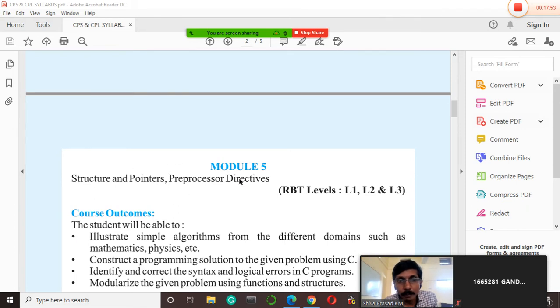And similarly, the preprocessor directive. The preprocessor directive is the most essential need of the C language. Without a preprocessor directive, there is no C program at all. Even if you want to perform a small operation, a simple addition, we require a preprocessor directive, which we will be discussing in this module 5.